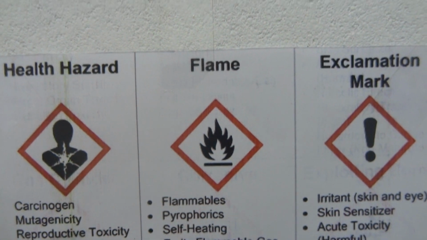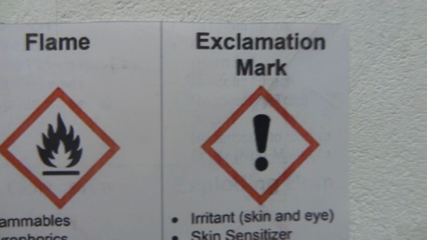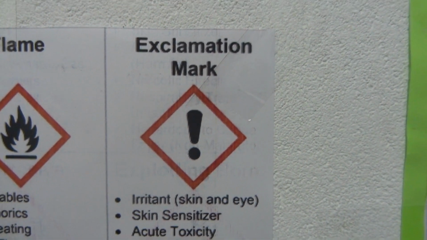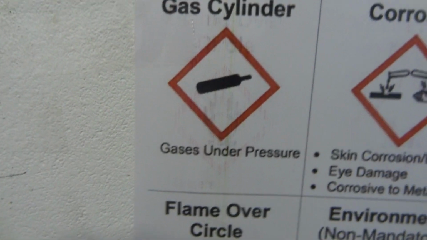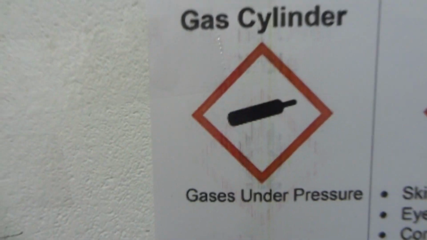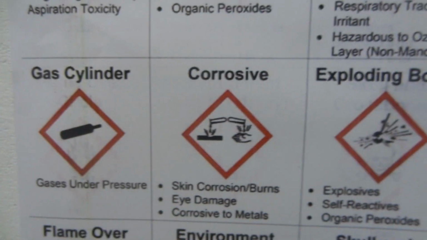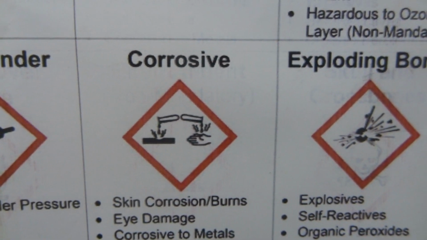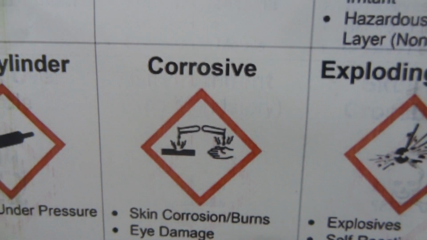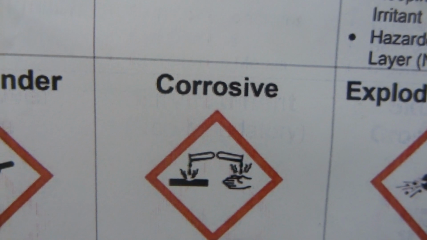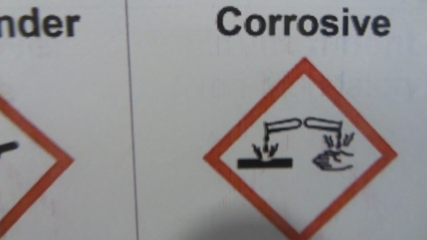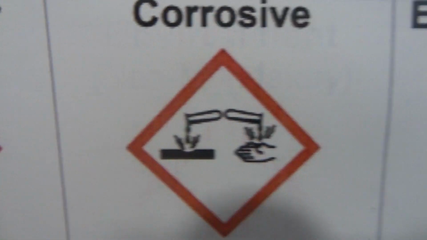Highly flammable, which shows a flame. Exclamation mark: this depicts that it is dangerous or hazardous. Gas cylinder: this depicts that it has gases under high pressure. The corrosive sign shows a table and a hand and some liquid pouring through these two test tubes, and this liquid seems to be really corrosive, so you can even see that there are holes in the hand and the table.